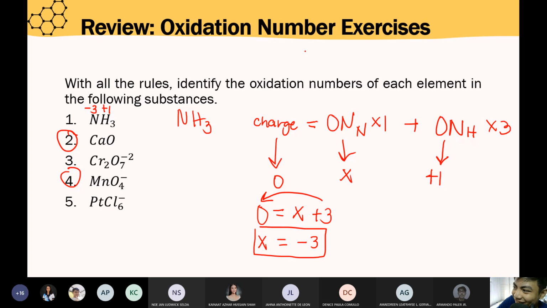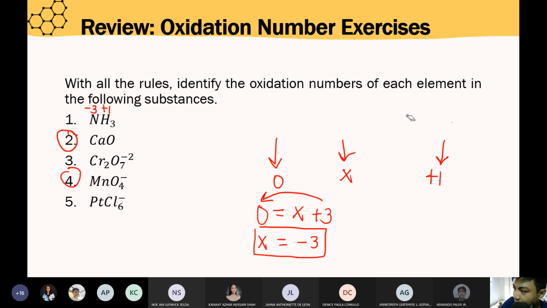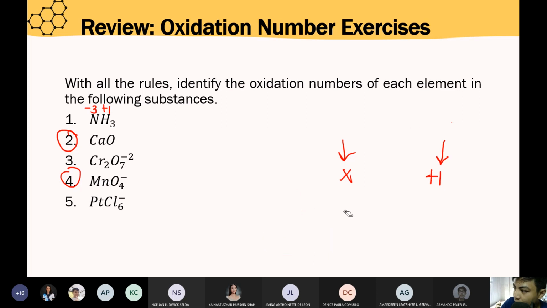Naantok ako guys, pasensya. Next one, we have Cr2O7. Okay, so sagot kayo ng 2 and 4. Ako tuloy-tuloy lang ako sa 1, 3, 5. Okay? So, pag nasagutan nyo na yung 2 and 4, message nyo sa chat box. So, I will answer now the third item, which is Cr2O7.